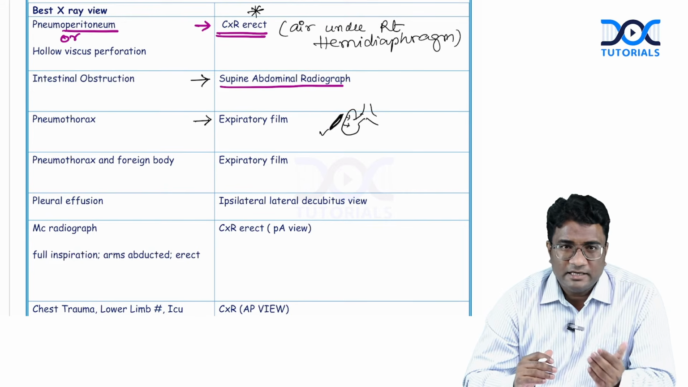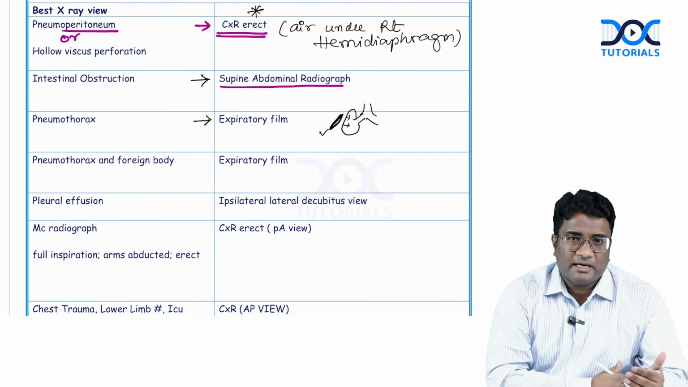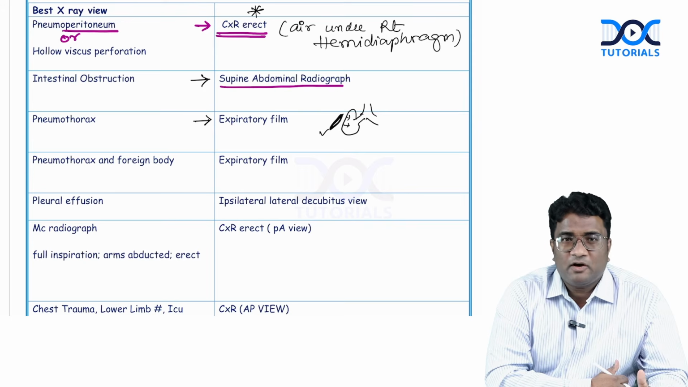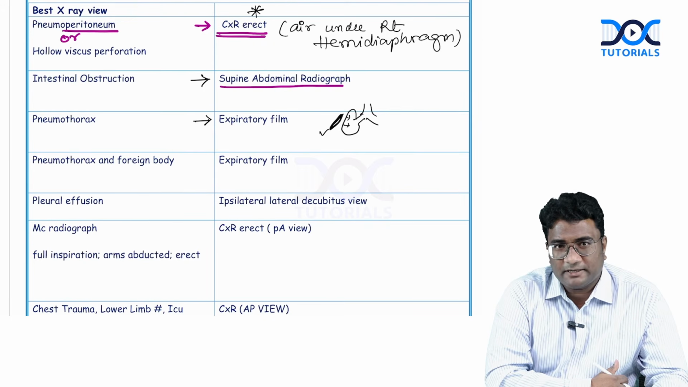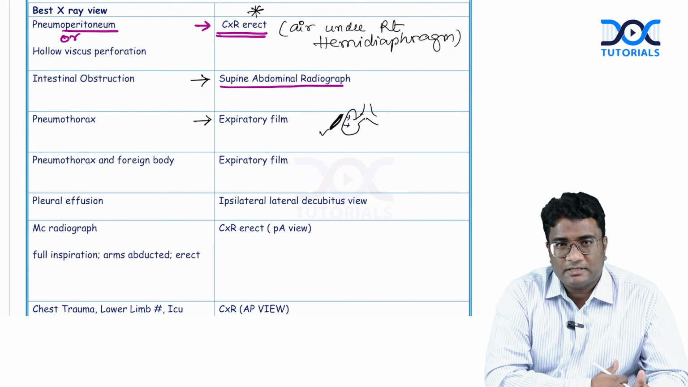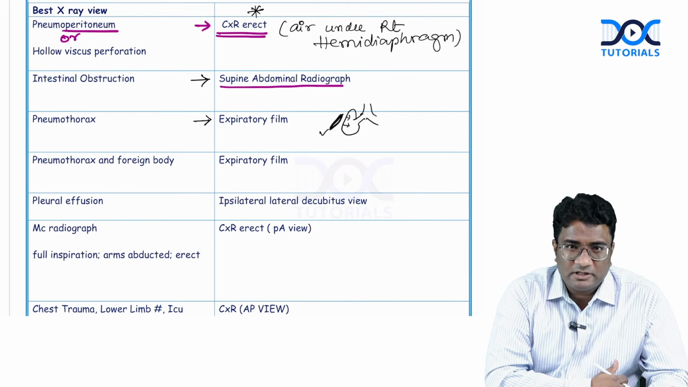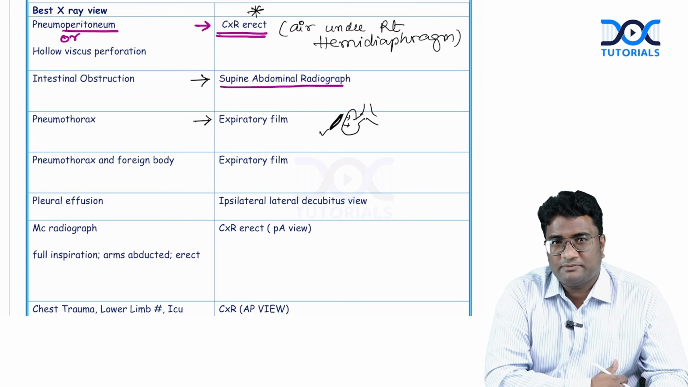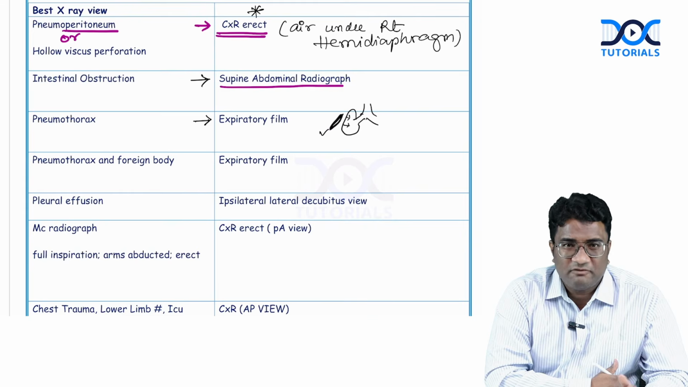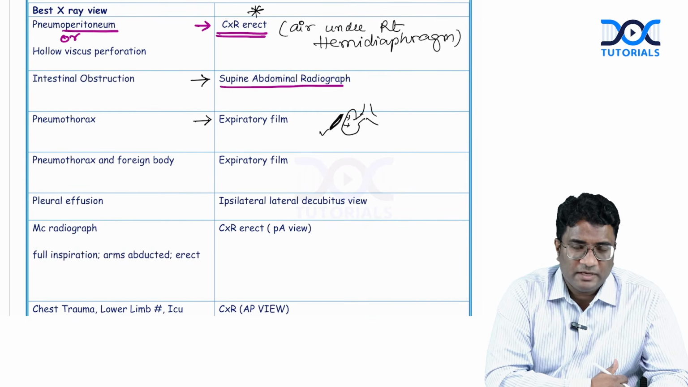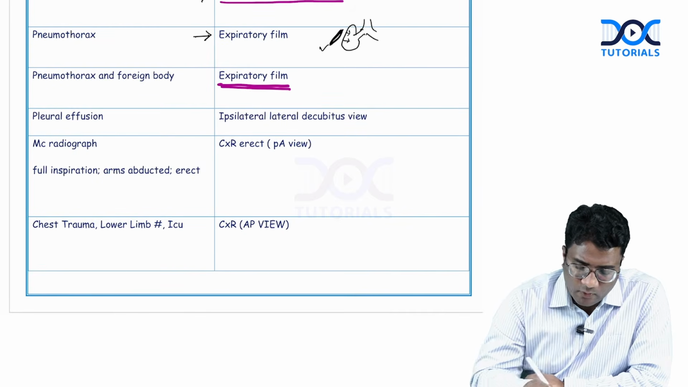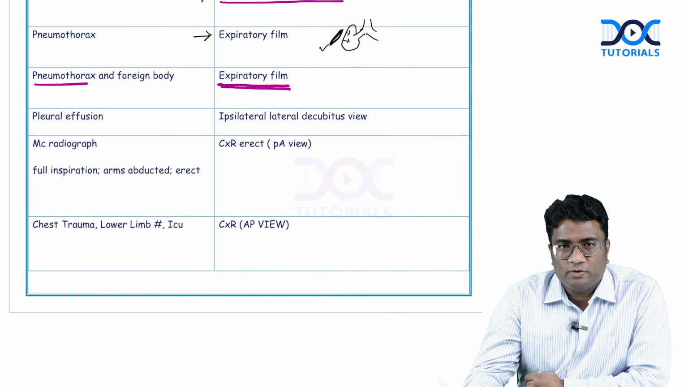So look at the clinical history given in the question carefully. If you have a peptic ulcer patient with worsening abdominal pain and rigidity, and they ask which radiograph is preferred, you are suspecting hollow viscus perforation, you go for an erect chest X-ray. But if you are given a post-operative patient, after abdominal surgery, now coming with constipation, decreased bowel sounds, distended abdomen, you are suspecting intestinal obstruction. For that, you have to go for a supine abdominal radiograph. And what is the best X-ray view for pneumothorax? An expiratory view. And what is the investigation of choice? CT scan.